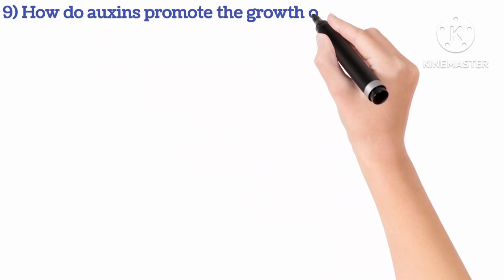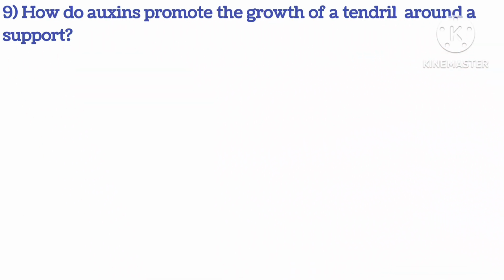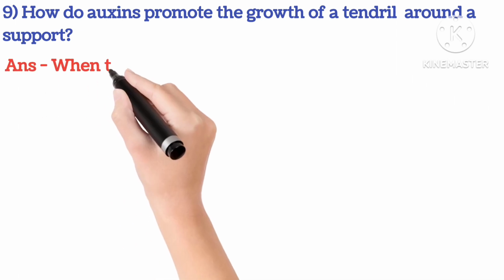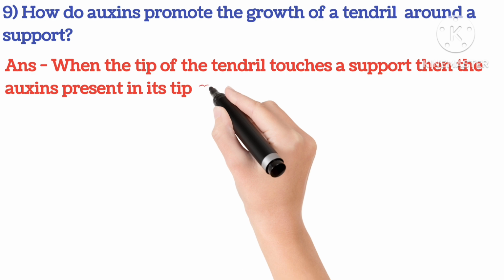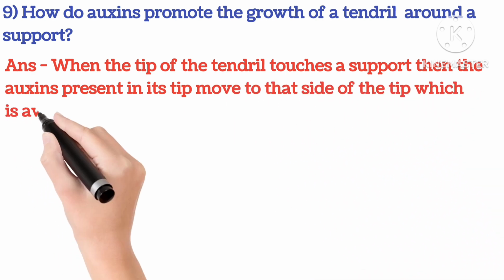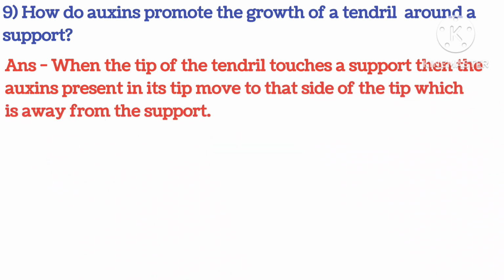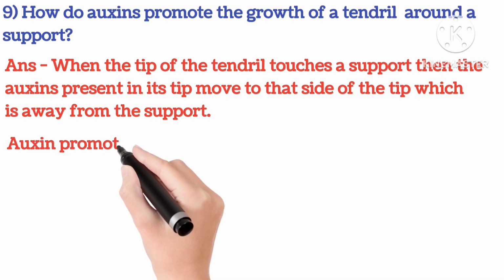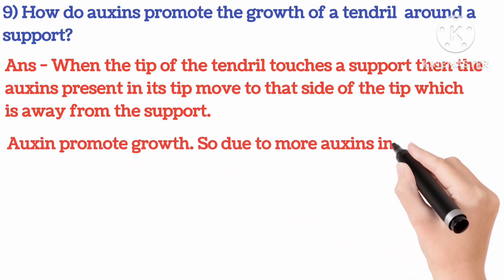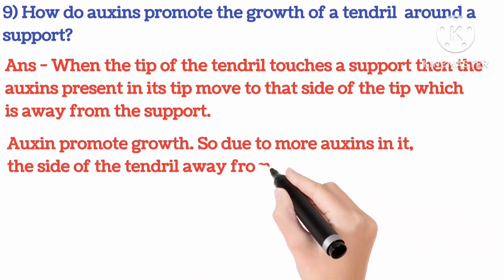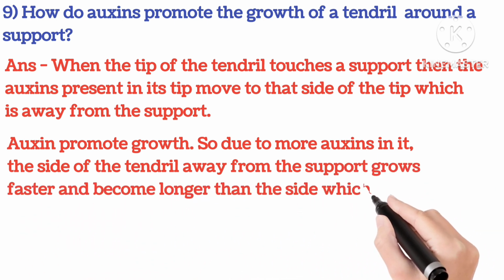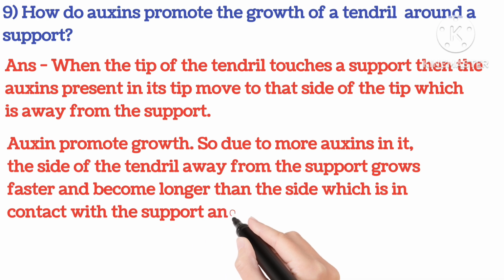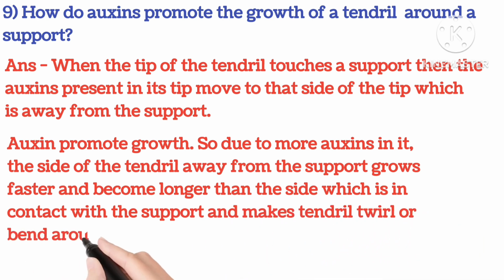9th, how do auxins promote the growth of tendril around the support? When the tip of the tendril touches a support, then the auxin present in its tip moves to the side of the tip which is away from the support. Auxin promotes growth, so due to the more auxin in it, the side of tendril away from the support grows faster and becomes longer than the side which is in contact with the support, and makes the tendril twirl and bend around the support.